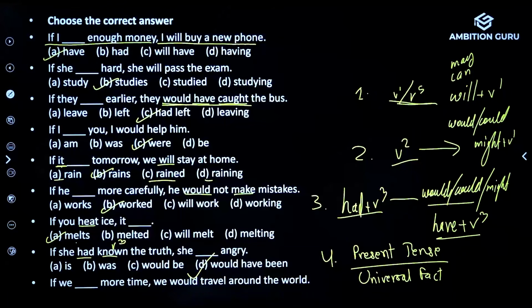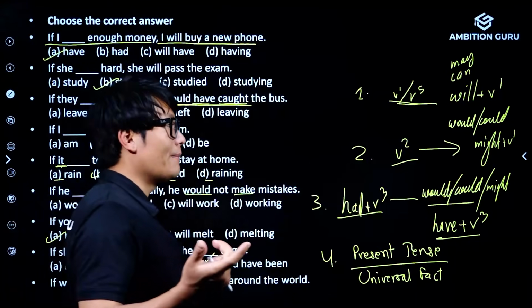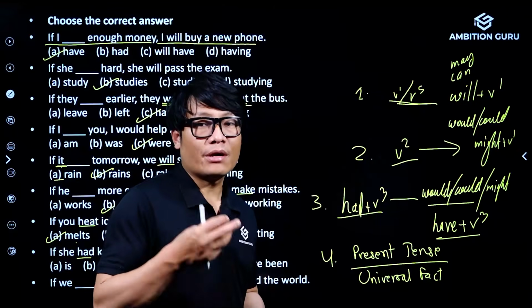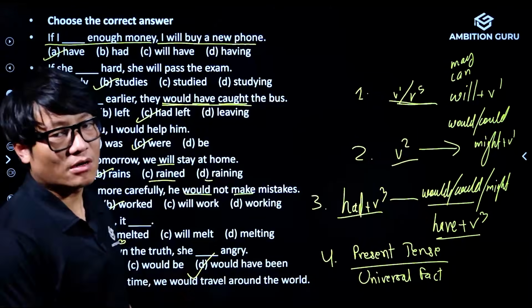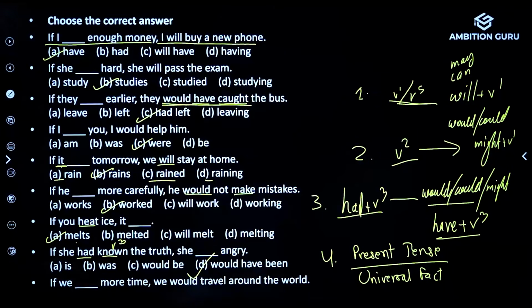Is this applied in when instead of if? Okay, yeah. Should we need to copy that statement in true false? Yeah, absolutely. True false, fill in the blank, matching, rearrange the sentences. You must copy the sentence.